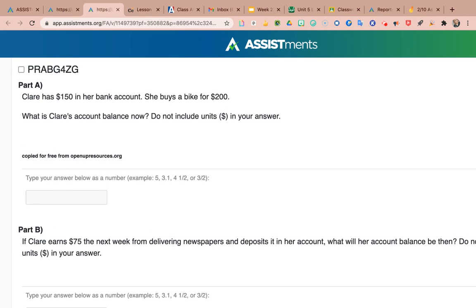It has 2 questions. Claire has $150 in her account. She buys a bike for $200. What is her account balance now? Don't put a money sign, just put the answer. Be careful, because if she owes money, it's negative. If she has extra money, it's positive. So be careful with your sign.